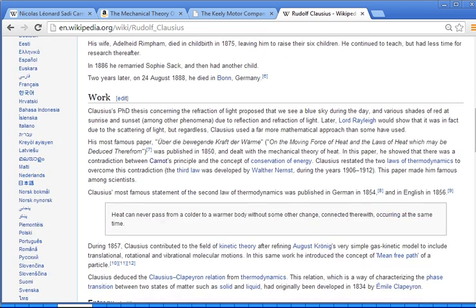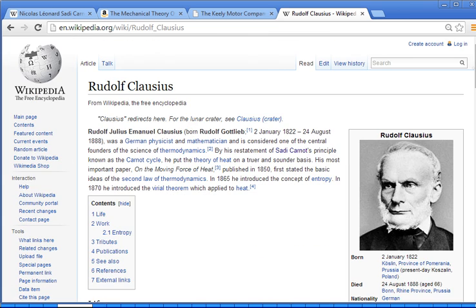Heat can never pass from a colder to a warmer body without some other change connected therewith occurring at the same time. There you go. See? On Wikipedia. True? So let's go on.